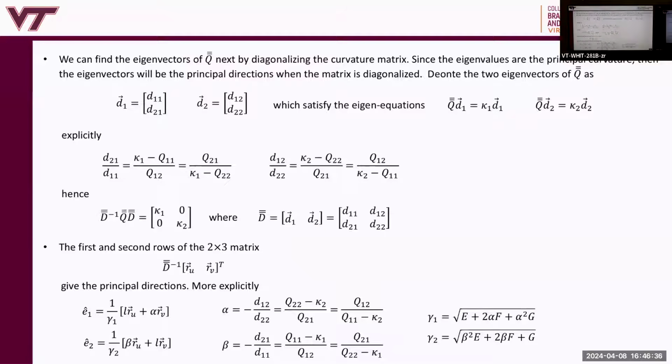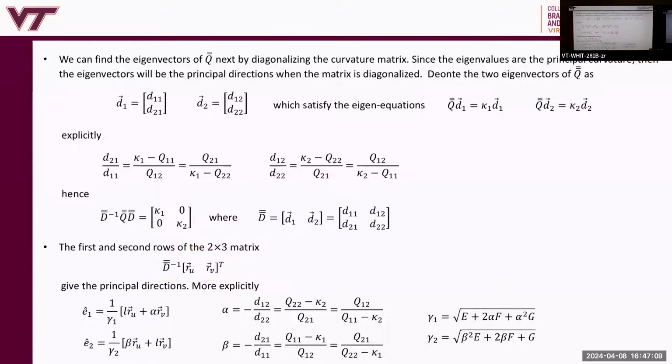Yeah? All right. Now, once we have this matrix D, if we multiply by RU, RV transposed, then we'll end up getting the principal directions. So these are the eigenvectors of that matrix, but they're not the principal directions yet. The principal directions are three-dimensional quantities. These eigenvectors are two-dimensional quantities, D1 and D2, right? So to get the principal directions, we need to multiply by RU, RV, the inverse of D. And we'll do an example.